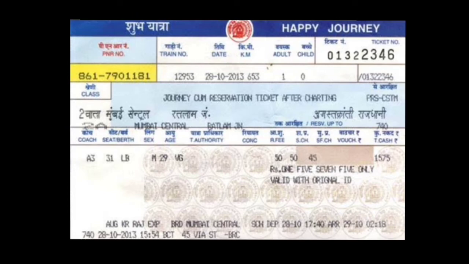But on a reservation ticket, you will find that PNR number. This is something different in a reservation ticket. You will find that the PNR number is there. That number will help you to check whether your seat is confirmed or not. In case your seat is not confirmed, it is in the waiting list, do not travel.